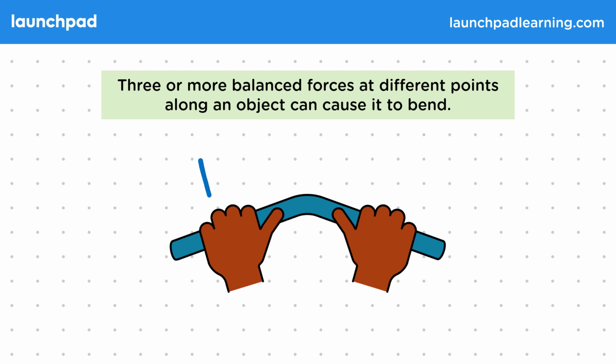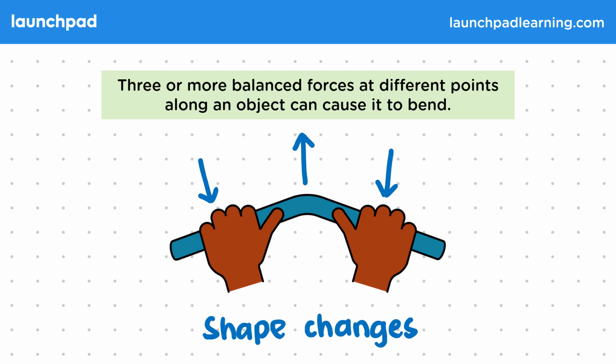Here we apply 2 downward forces at the ends of the rod and an opposing upward force in the middle. The result of these forces is that the rod bends as the ends move down, but the middle moves up. In other words, the forces cause the shape of the rod to change.